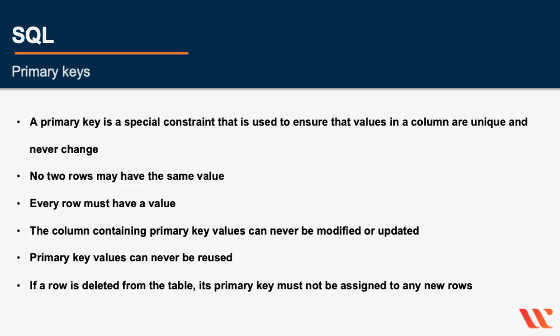So primary keys are the most important things. It's a special constraint that's used to ensure that the values in a column are unique and they never change. No two rows can have the same value. Every row must have a value. You can't have nulls, you can't have an empty value, and if a row from the table is deleted, that primary key can't be reassigned or be reused for any new rows. This is important for auditing purposes as well.